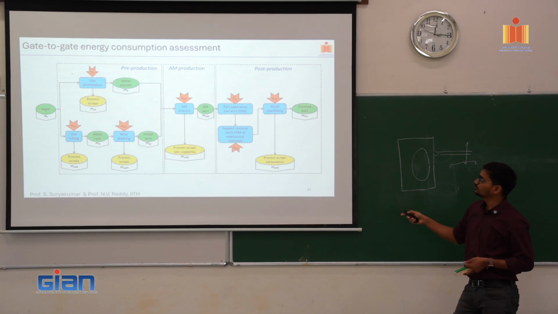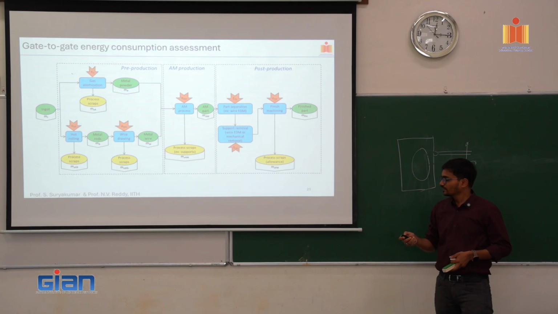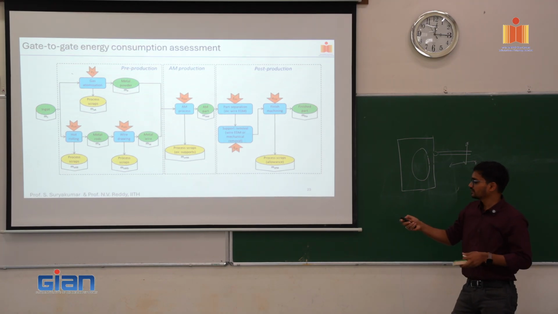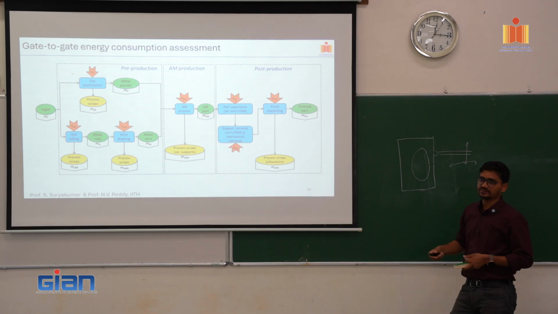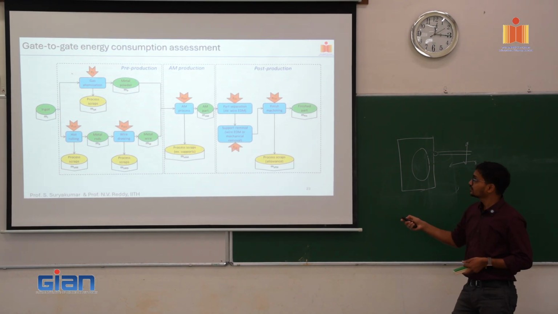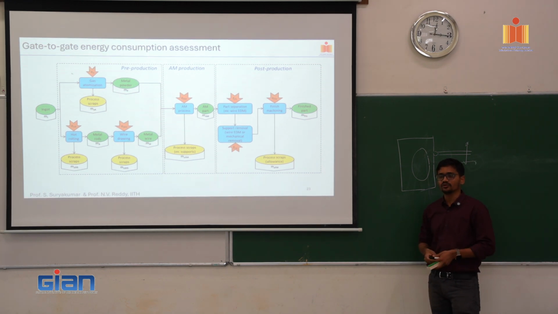Similarly, in post production, the part you built on a flat substrate, now you have to separate the part. You have to do some part separation machining. That will require some energy, and sometimes you also might need to do some finish machining. That also sometimes requires a lot of energy. So the total energy is what one should be looking at when doing any additive manufacturing.